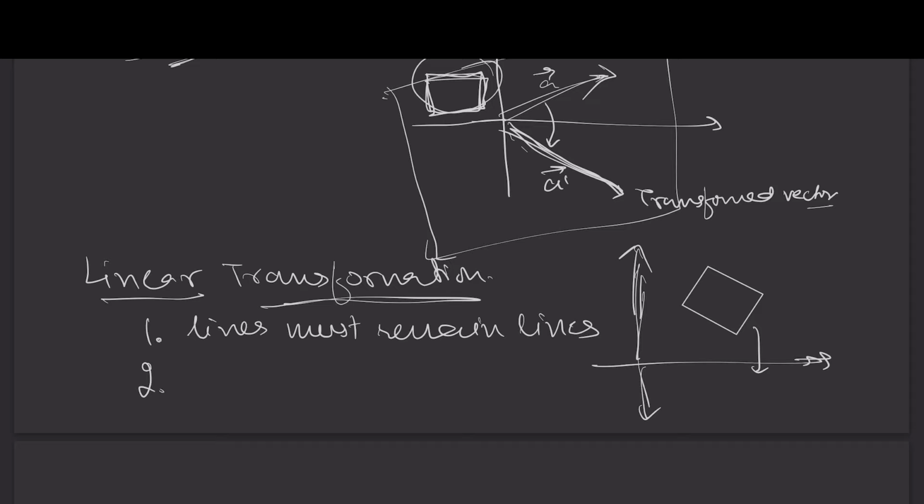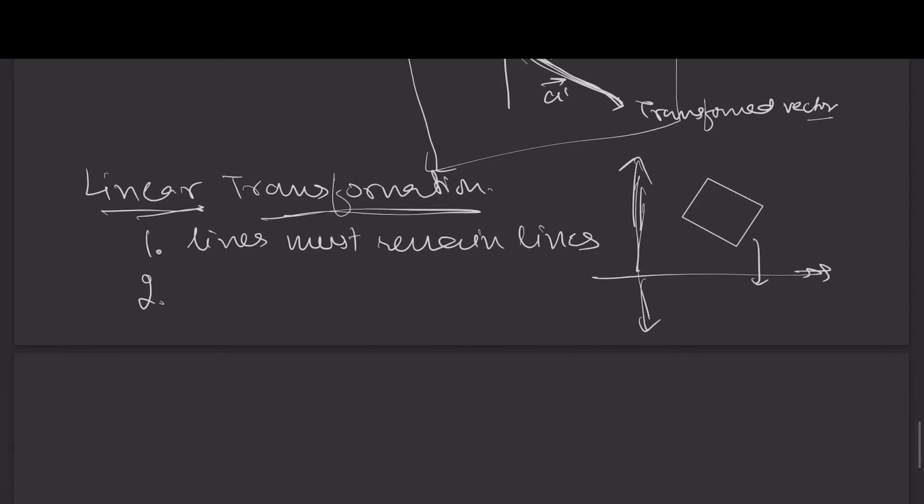The second thing that a transformation must follow to be linear is that the origin should remain the same. It should remain at the same place. After applying the transformation, we cannot shift the origin to another place. The origin should remain the same.